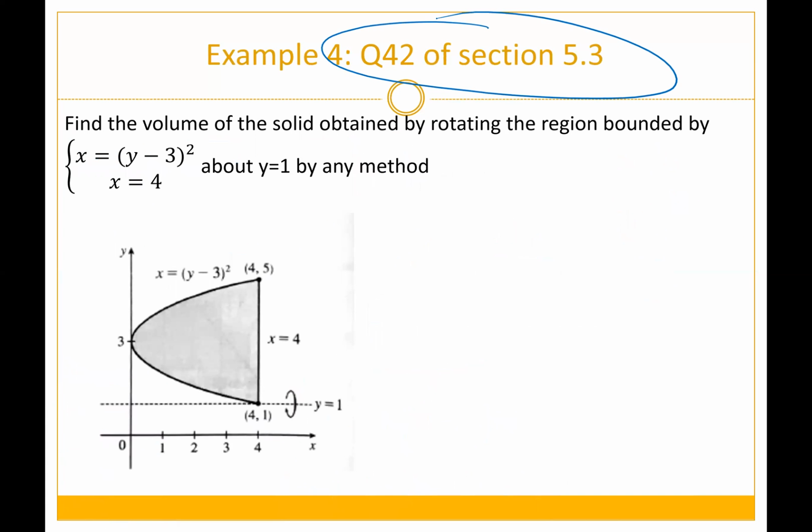Now we're going to go to the last example of today. It's question 42 of section 5.3. Find the volume of a solid obtained by rotating this region bounded by that about y equal 1. I'm going to try to do it by both methods, cylindrical shells and washers, for you guys to see that both of them should work. It's just which one is easier for you. So this is going to rotate about y equal 1. So let's do cylindrical shells first.